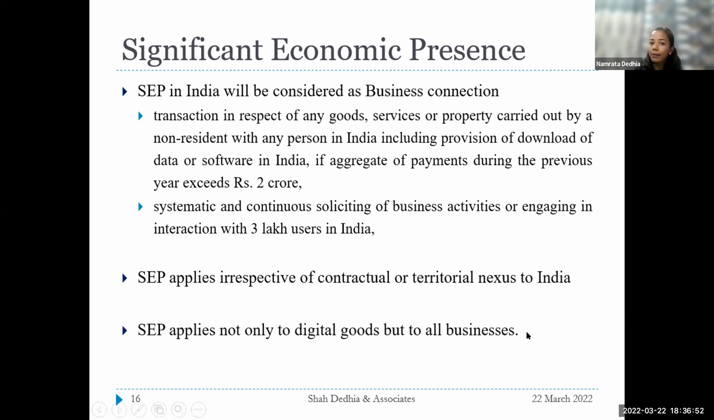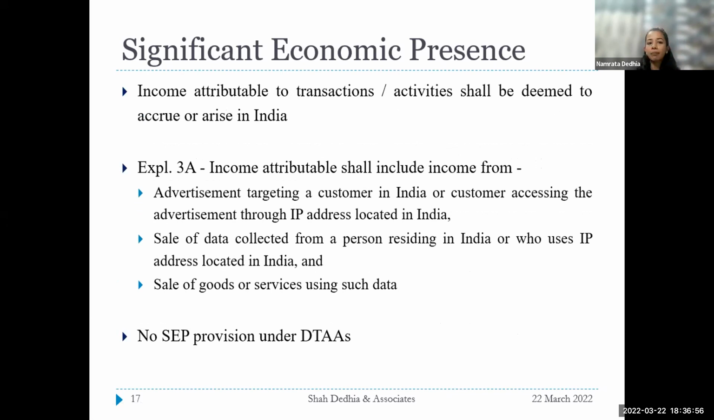Income attributable, I said, whatever once SEP has been determined, income attributable to those transactions is deemed to accrue or arise in India. There is Explanation 3A further, which adds to or expands the definition of SEP to some extent, where it says that income attributable in case of SEP will include income from advertisement which is targeting a customer in India, or customer accessing advertisement through IP address located in India.